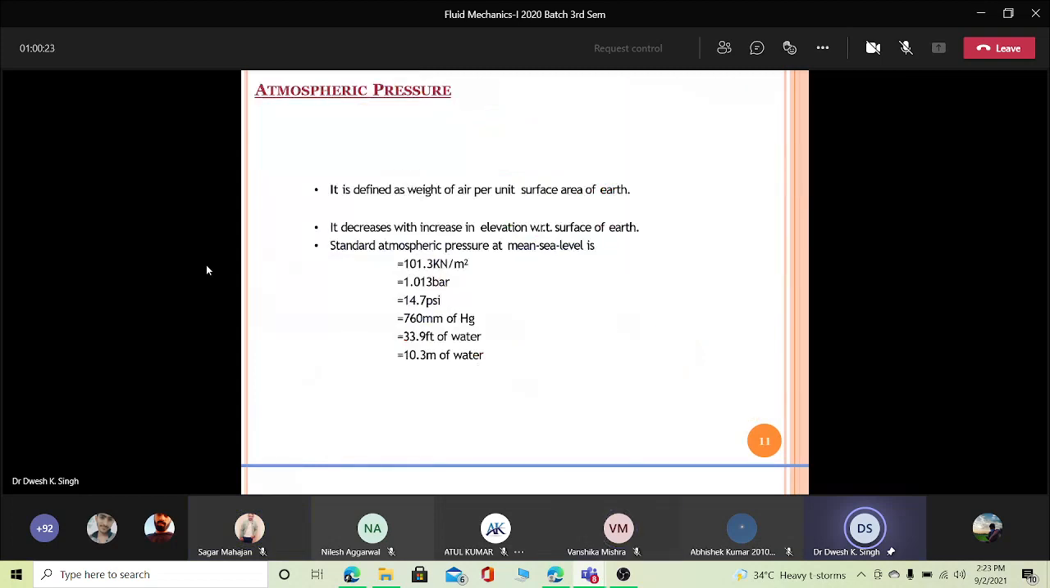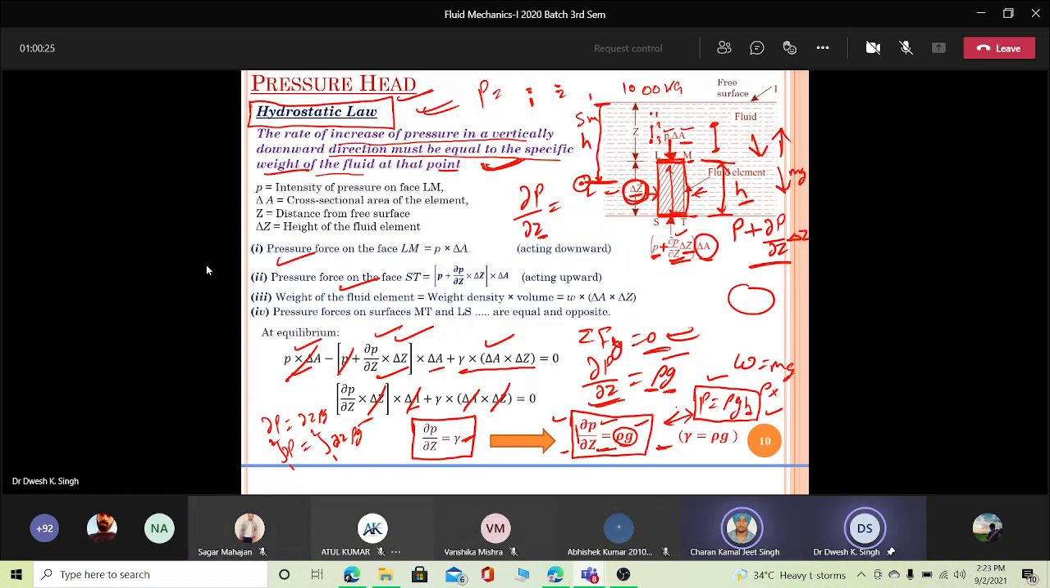Sir, excuse me, sir. How can you say, sir, that change is constant? Sir, gravity is maximum at the surface, sir. It decreases when we go below the surface or above the surface of the Earth. Sir, when we go down the Earth, it decreases.